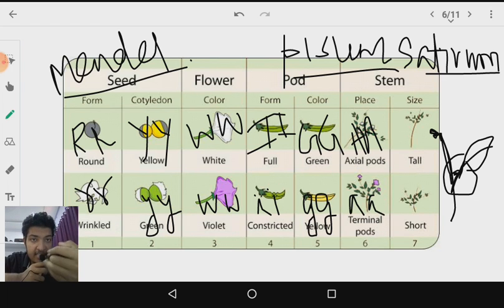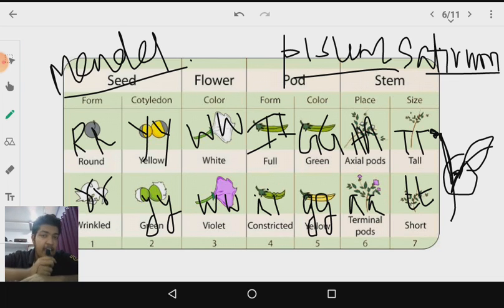Next is regarding the stem size. If it is tall, then we denote it by capital T, and if it is short, we denote it by small t. So this is the representation for the various genotypes of different characters which were selected by Mendel. Now he carried out different types of crosses, that is, experiments in which crossing was done between pea plants of different characters.